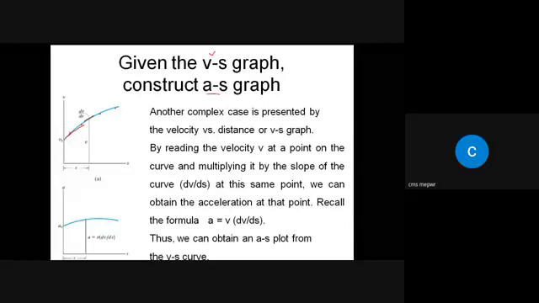So this one will basically give you acceleration at different instants. This one will become a0, this one will become a1, this one will become a2, then a3. So if you plot this against displacement, what curve will you get?